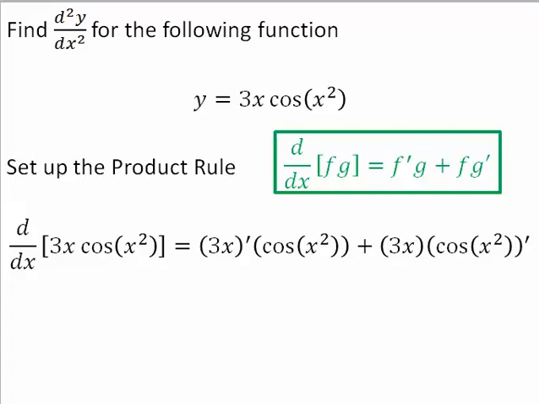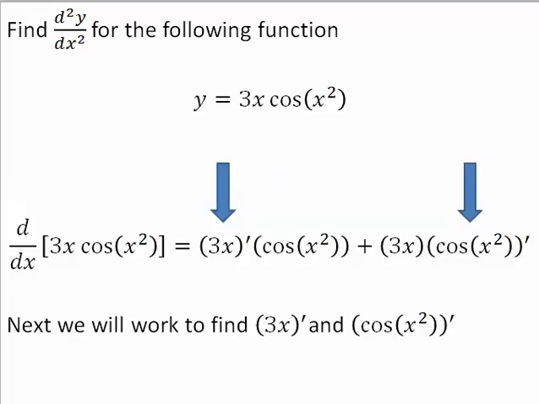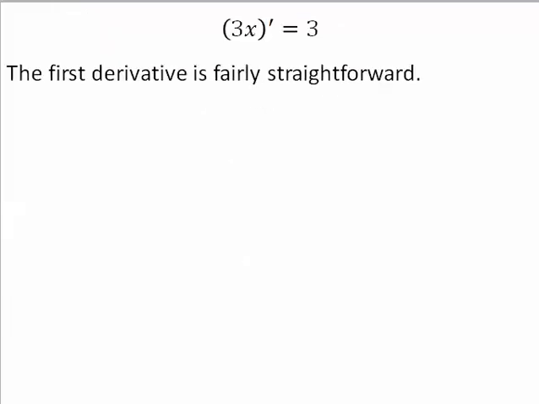The product rule is the derivative of the first times the second plus the first times the derivative of the second. Next, we're going to find the derivative of 3x and the derivative of cosine x squared. The derivative of 3x is just 3.